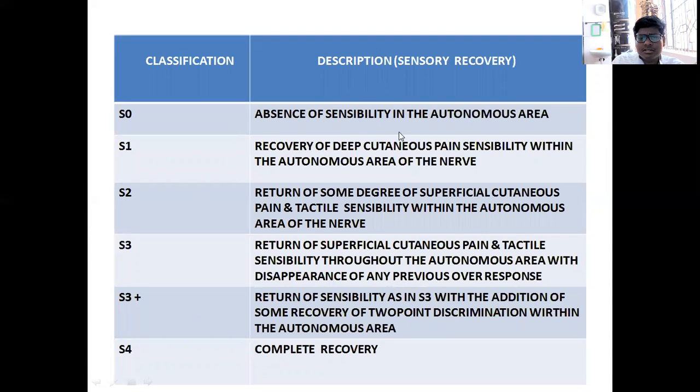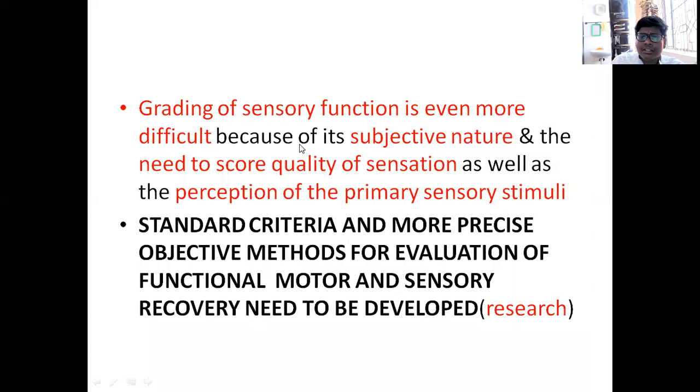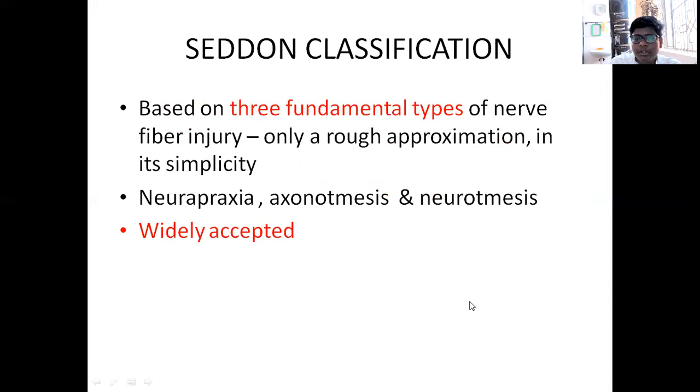Then this is the sensory classification. Grading of sensory recovery is more difficult because of its subjective nature and needs to score the quality of sensation as per the perception of the primary sensory stimuli. Standard criteria and more precise objective measures for evaluation of functional recovery need to be developed. Then this is the important Seddon's classification, based on three fundamental types of nerve injury.